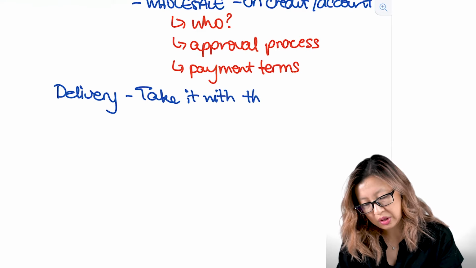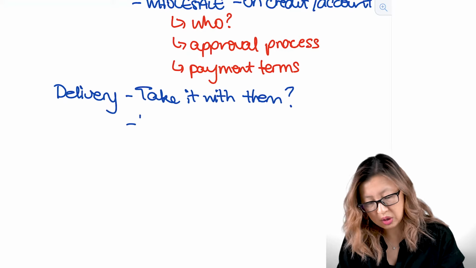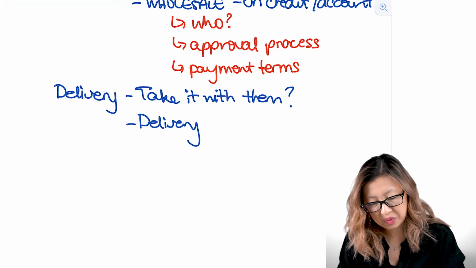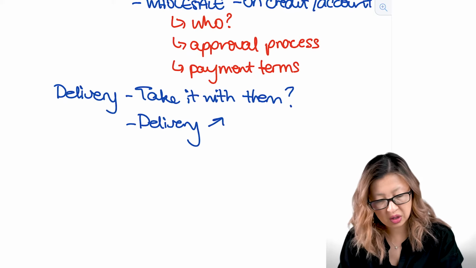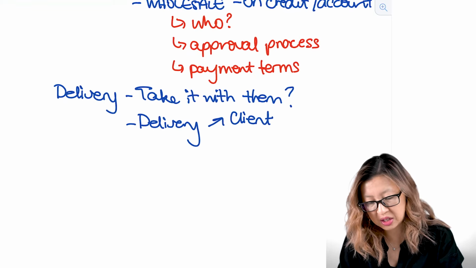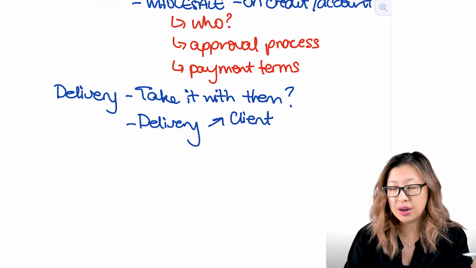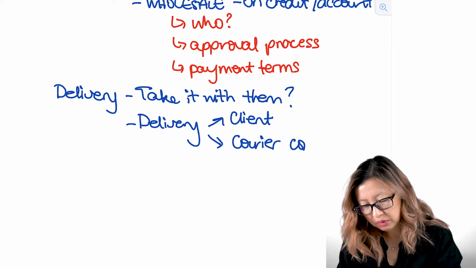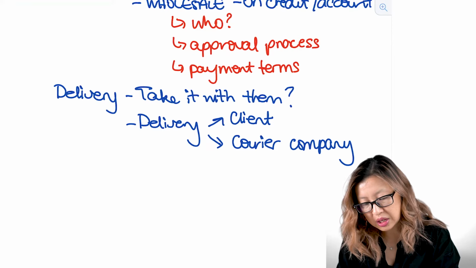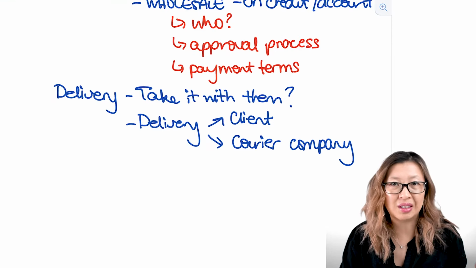Take it with them. Or is there delivery? Now, when you have delivery, you need to think about 2 specific things. Number 1, who does the delivery? Is it the client with their own trucks or delivery service, or do they contract some sort of courier company or delivery company.